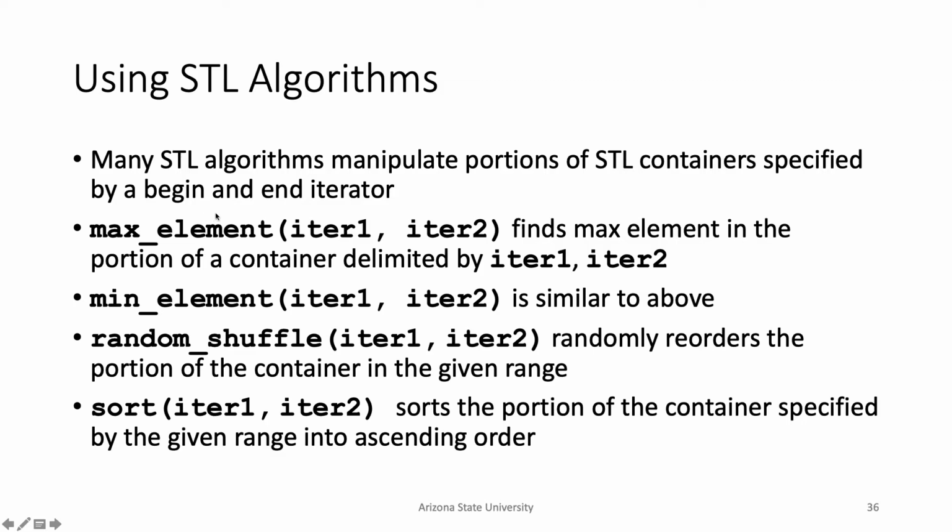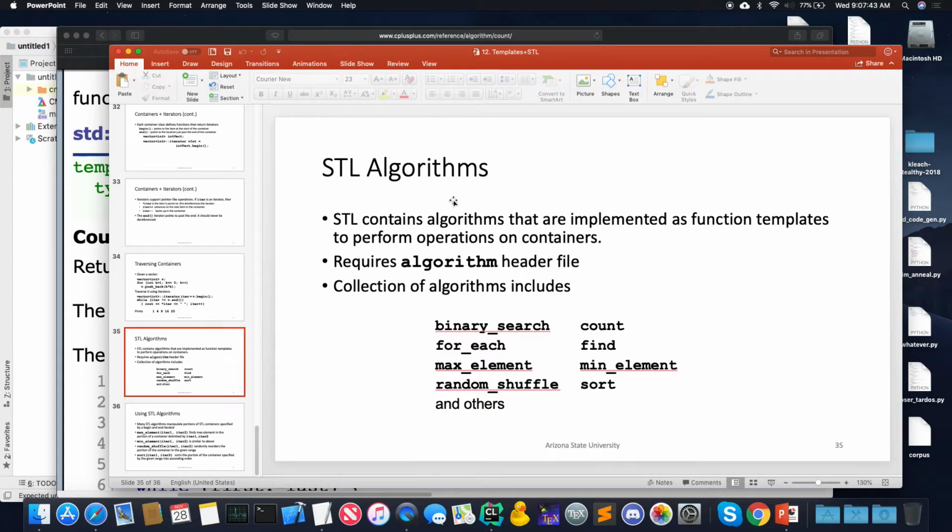But there are other algorithms too. So like max element, for example. Max element will take in a beginning iterator of some type and an end iterator, and it'll just give you the maximum element. And then there's min element, random shuffle, and sort. And that's it. So any questions on STL or anything about templates or stuff like that?